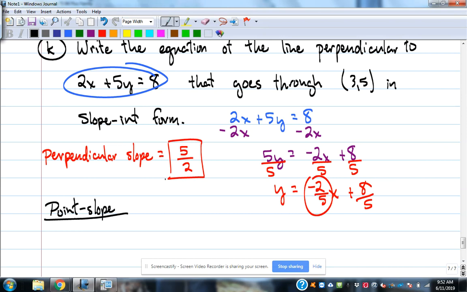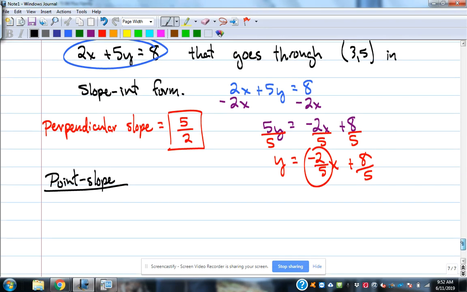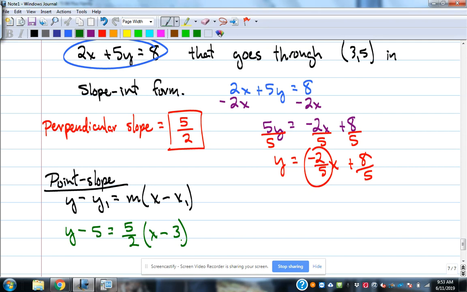And then we're going to go to slope intercept form and stop, because that's the form they ask us to go to. So y minus y1 equals m times (x minus x1). We're plugging in the stuff we know. We know the y value is 5, so y minus 5. We know the slope we're going to use is this perpendicular slope, the 5/2. And then our x value would be x minus 3. Okay, there's point slope form.